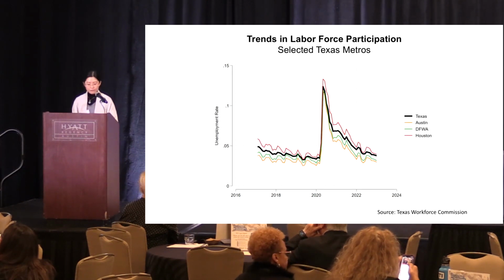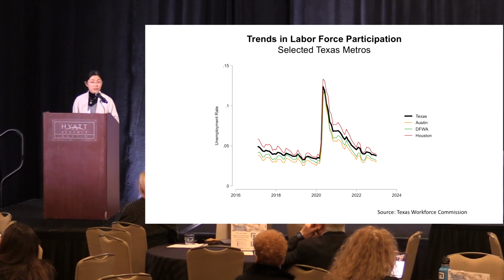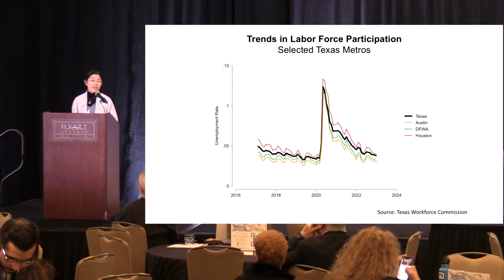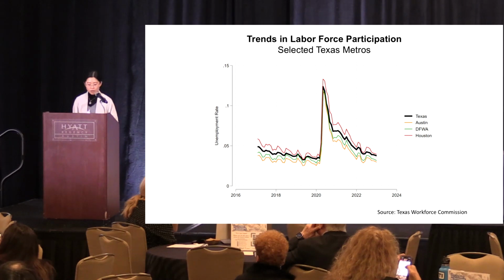And if you zoom in on major metros in Texas, and this is unemployment rate, so being higher means more unemployment, you can see that Houston hovers above Texas average levels in terms of unemployment, whereas Dallas, DFW, and Arlington, and Austin always had lower unemployment rate compared to Texas average.